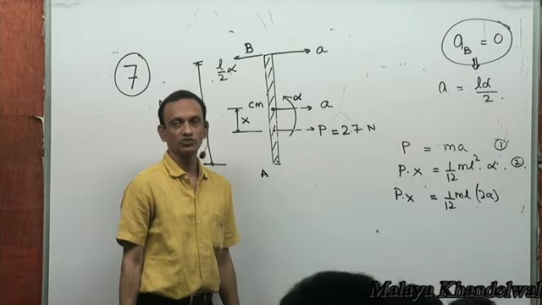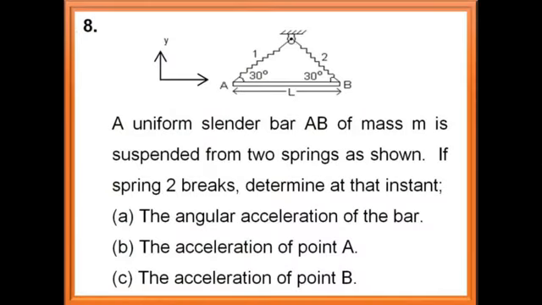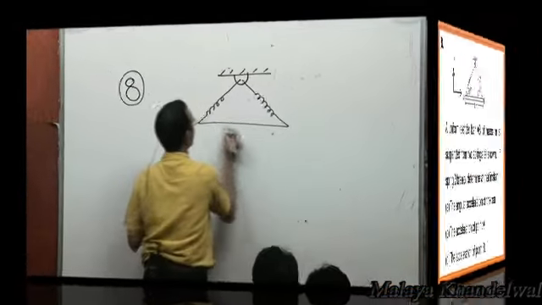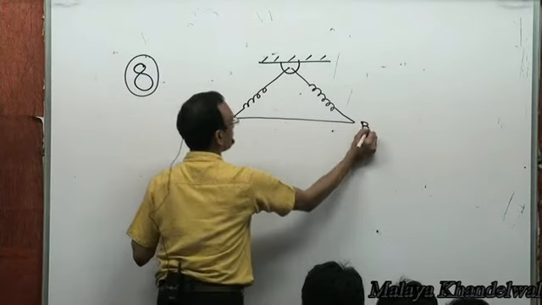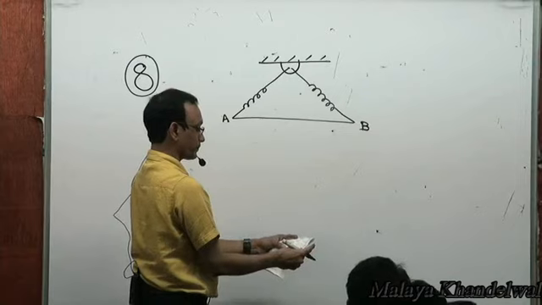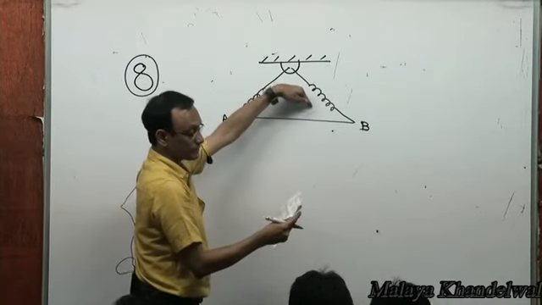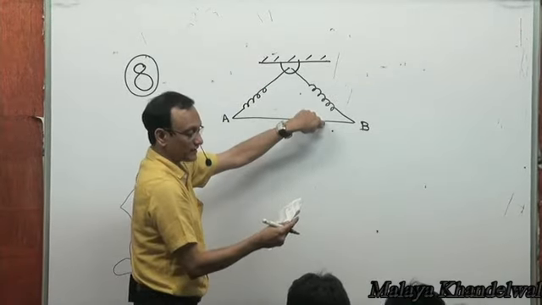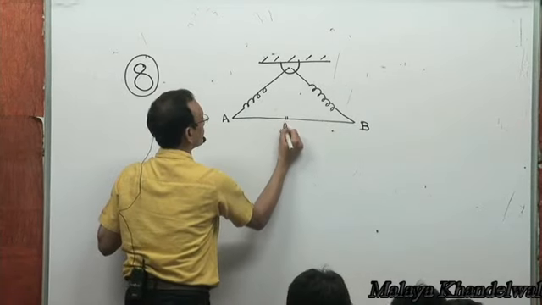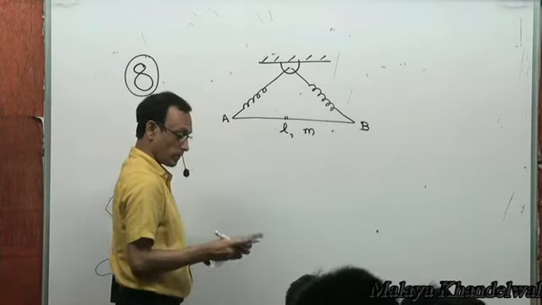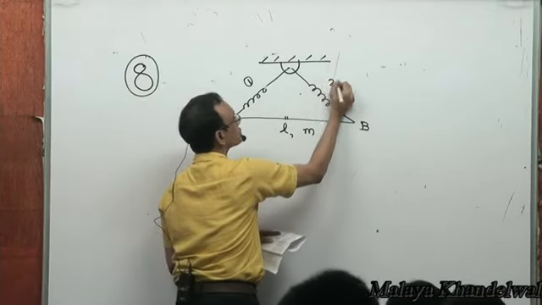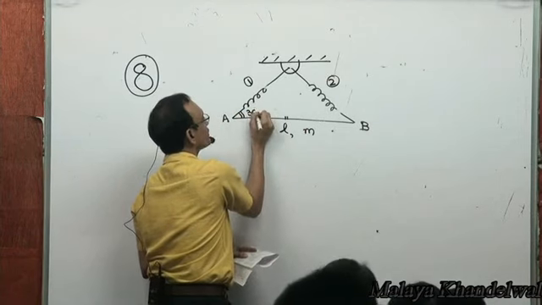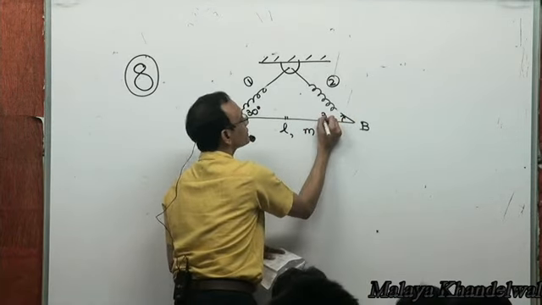Right? Sounds fair? This is a rod of length L, and these are two springs. This is a slender rod of length L and mass m. This is spring 1, this is spring 2, and this angle is given to be 30 degrees.